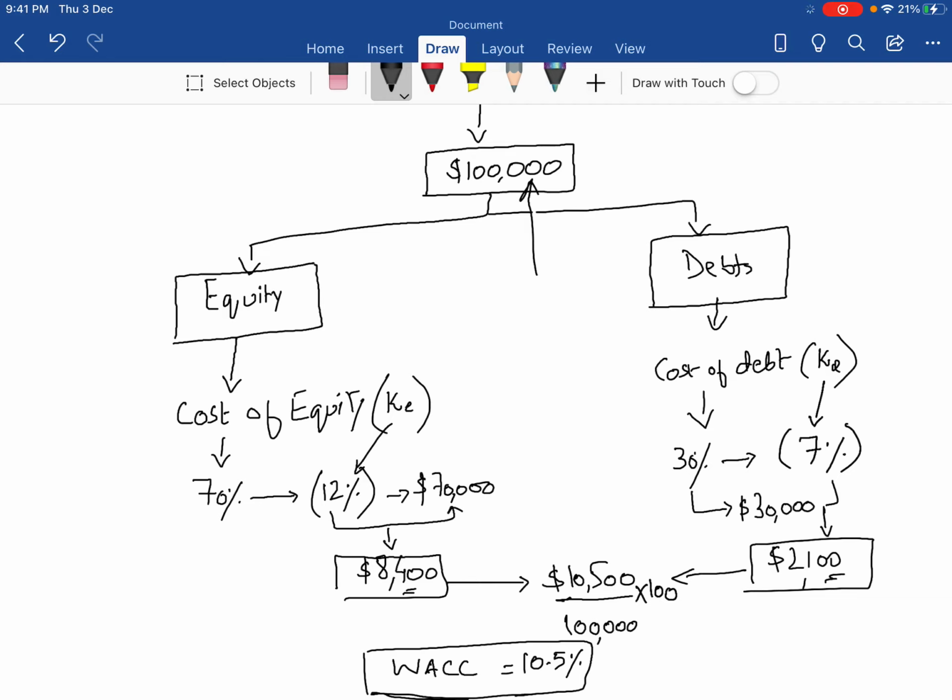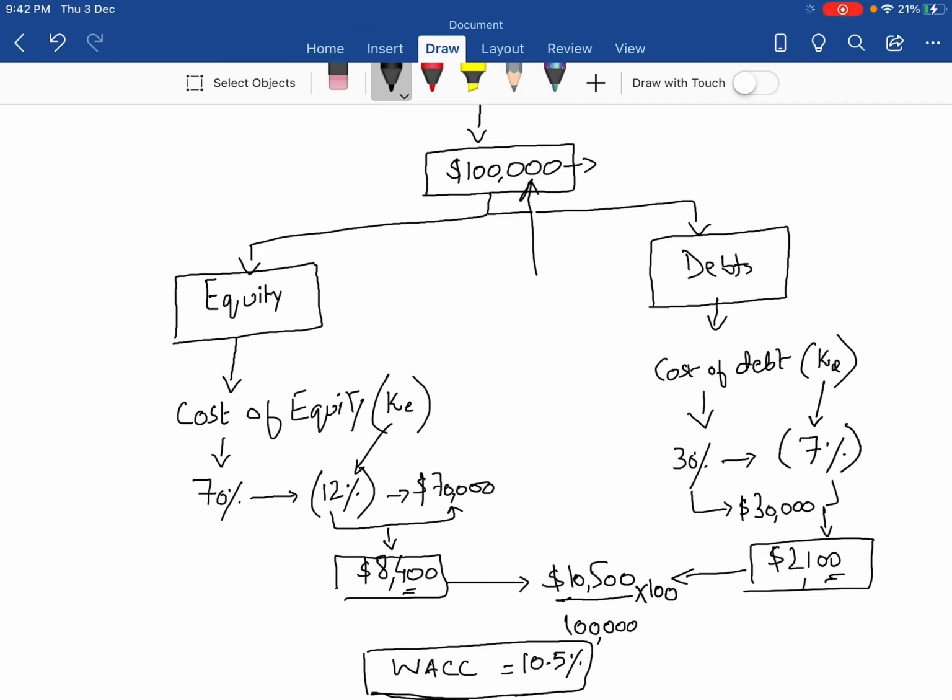So against the whole investment of $100,000, the company is paying 10.5%. The reason why we have calculated this is that the company should be aware that this capital will require a minimum return of 10.5%. So it has to ensure that whatever project it undertakes should at least yield a return of 10.5% to satisfy every type of investor. That's why we use this rate for appraising projects and calculate net present value to ensure that we are earning at least 10.5%.